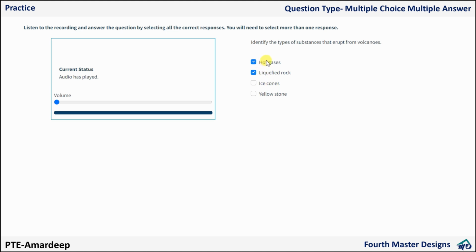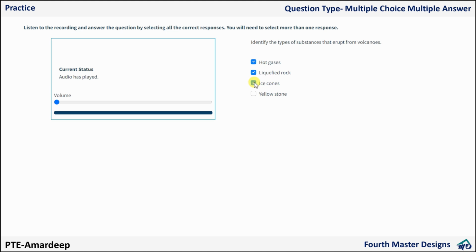So this is eliminated, this is eliminated. Okay, let's say even if you miss whether they said liquefied rock or not, or hot gas or not, go with common sense. Only these two definitely will be types of substances that erupt from volcanoes. You are not sure whether ice cone is a substance or not. Yellowstone, also not sure. We know gas will be there, we know molten material, molten rock, is there. So to get one extra, if I select this one, I may get 2 minus 1.